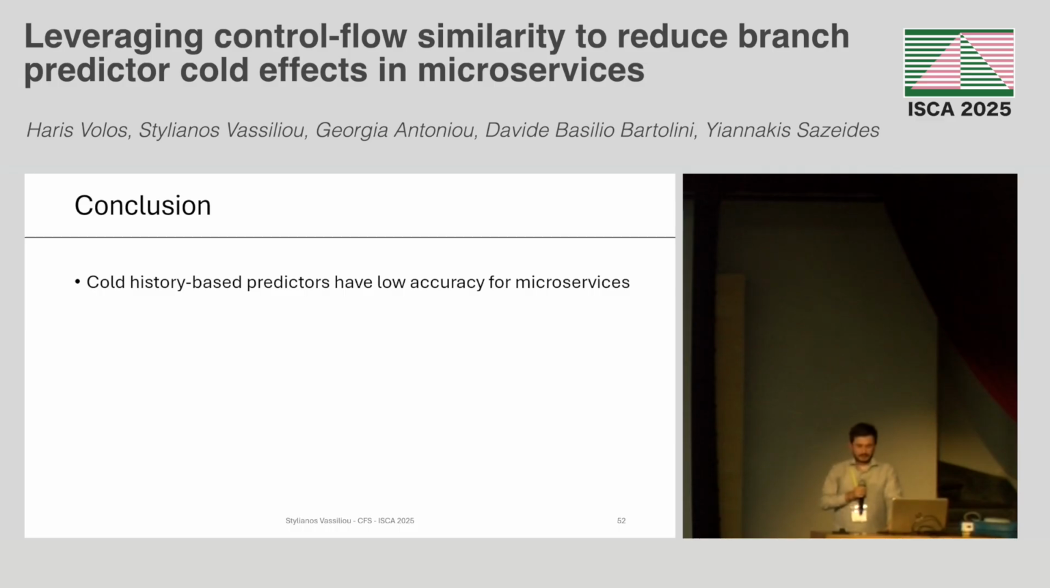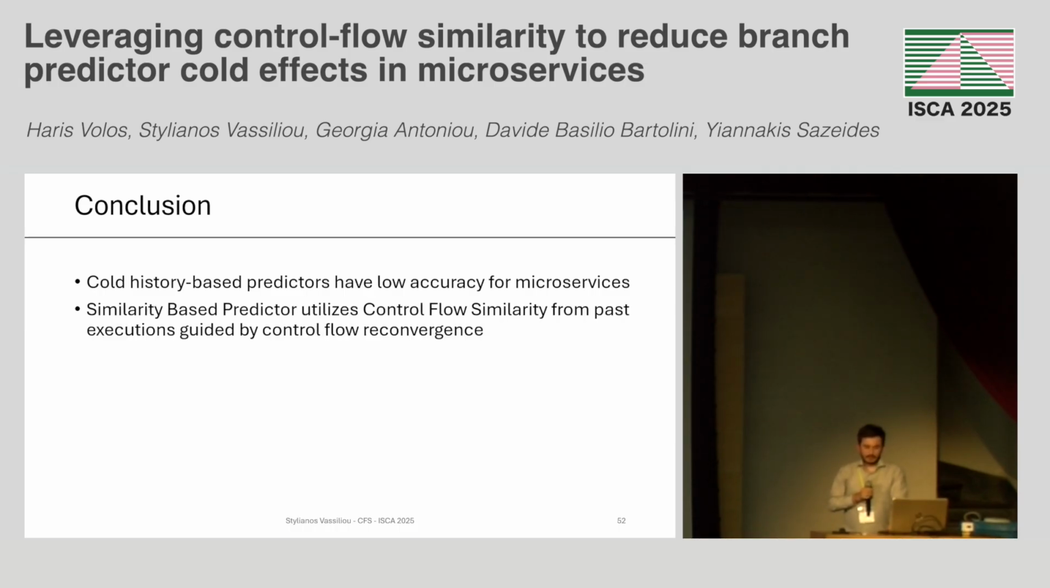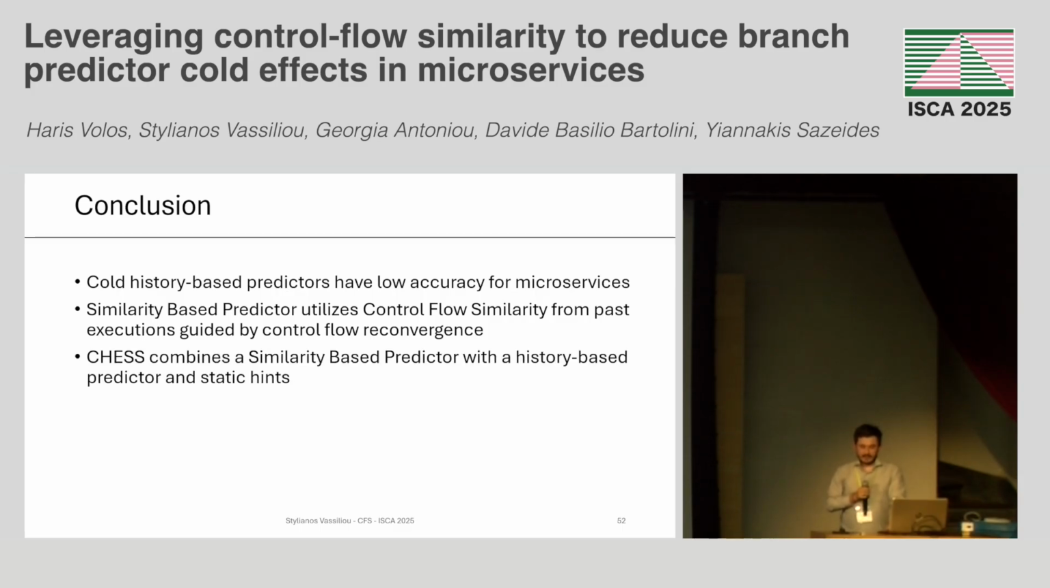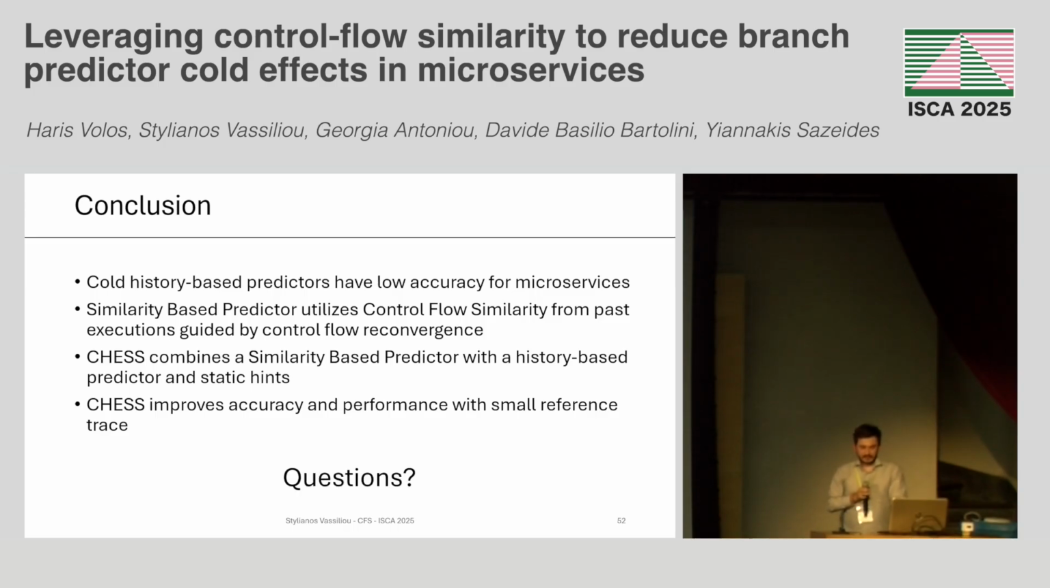In this work, we showed that it is hard for cold history-based predictors to be accurate. We introduced a new predictor component, the similarity-based predictor, which leverages control flow similarity from past executions. We implemented chess, a predictor that combines the similarity-based predictor with static hints and then the default history-based predictor. And finally, we demonstrated that chess improves performance and MPKI using only a small reference trace.